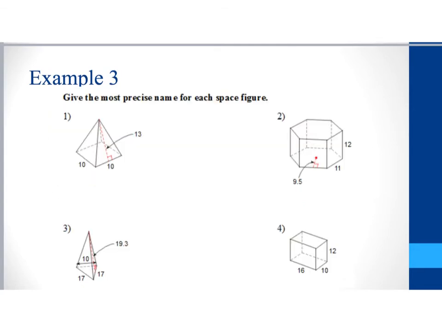For example 3, number 1, I notice right away I have this square base, and I know it's square because I see that each side length is 10. And then I also notice that my sides here are all forming triangles. So because those form triangles, that tells me that this here is going to be a square pyramid, because the base is a polygon and the lateral faces are triangles.